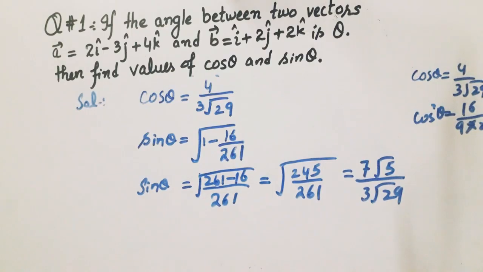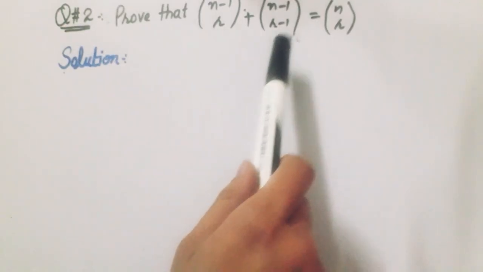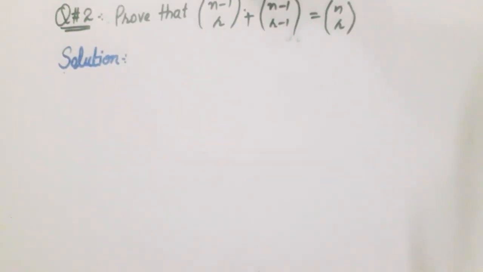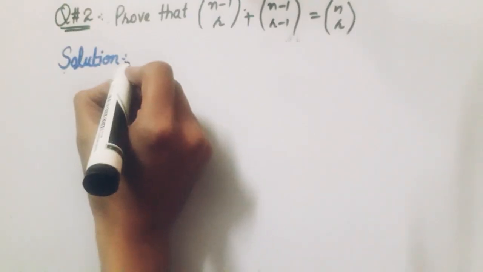Now we will solve question number 2. Question number 2 is: prove that n minus 1 C r plus n minus 1 C r minus 1 is equal to n C r. We will solve this question in a very easy and simple way by the binomial coefficient method.